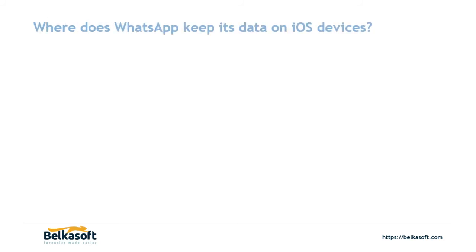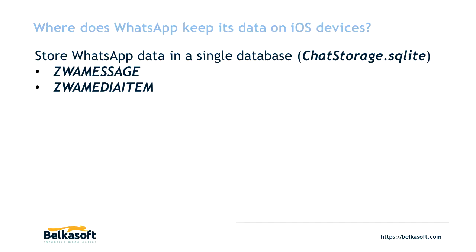In contrast to Android devices which store WhatsApp data in multiple SQLite databases, iOS devices store all WhatsApp data in a single database which is called ChatStorage.sqlite. In this database for WhatsApp, there are two most important tables that are called ZWAMESSAGE and ZWAMEDIAITEM. They store items containing data corresponding to messages, sender and recipients, timestamps, geolocation data, location of shared media, and so on.